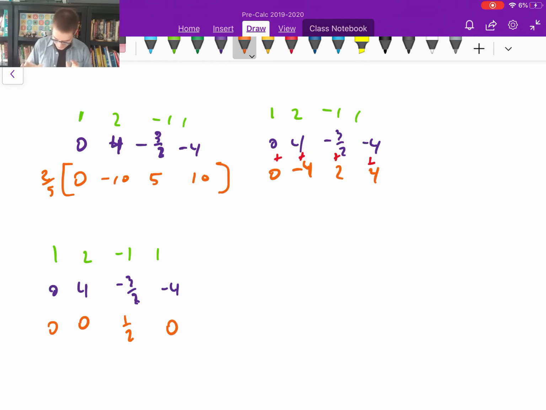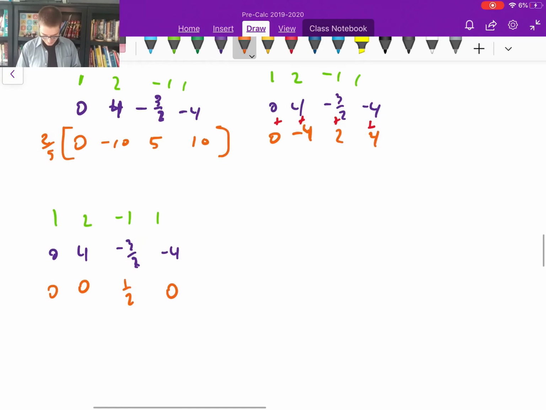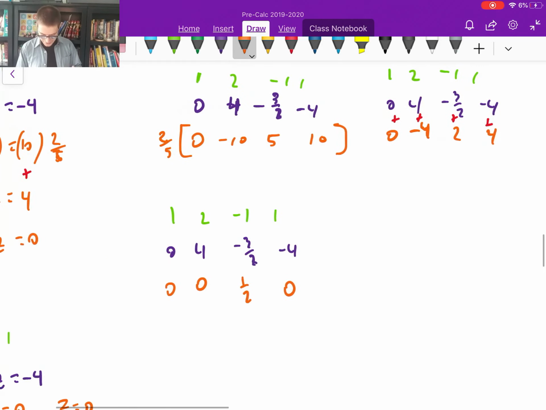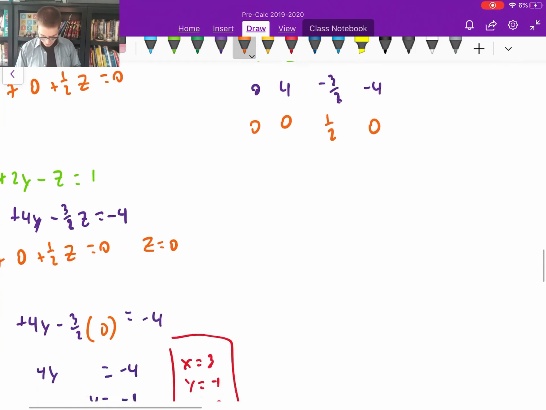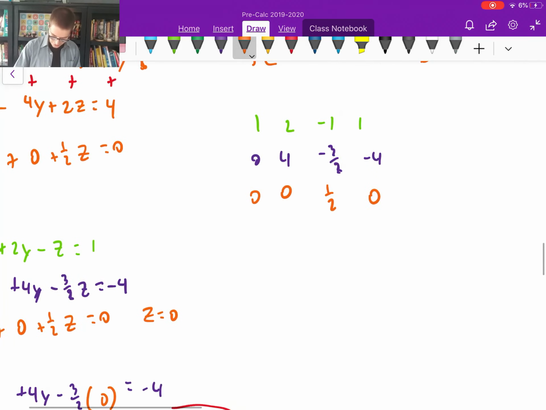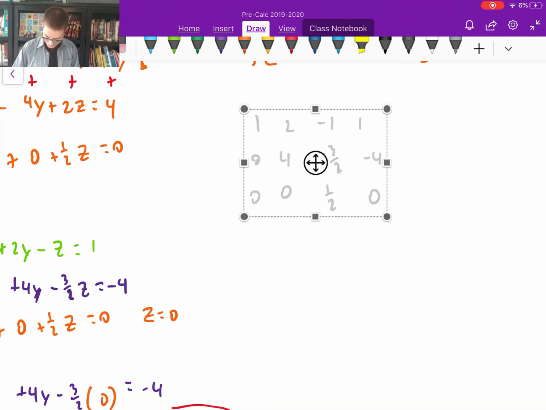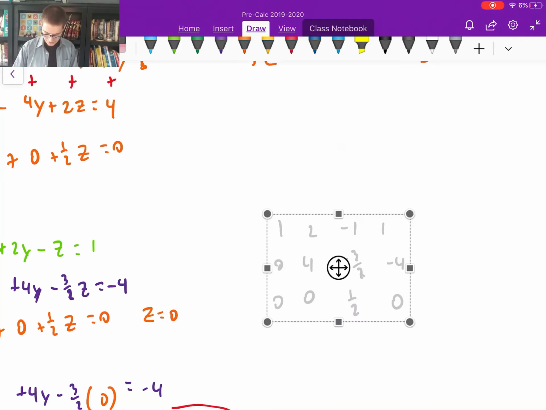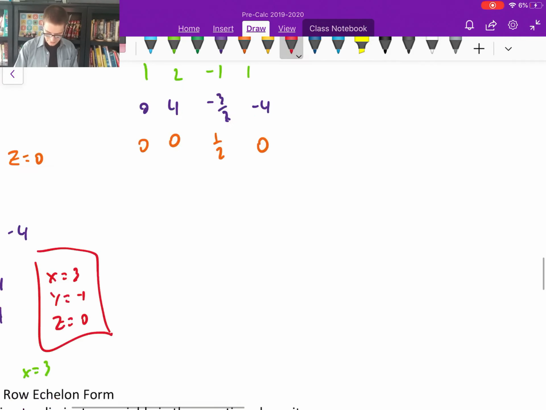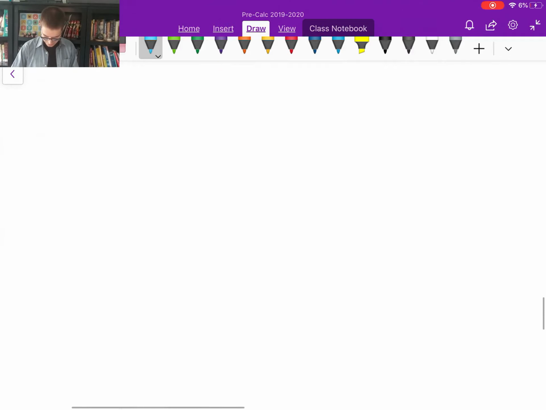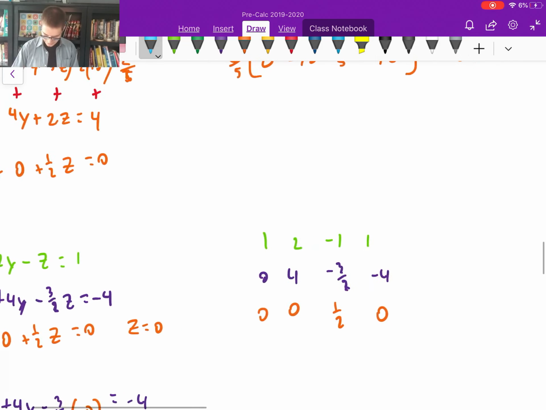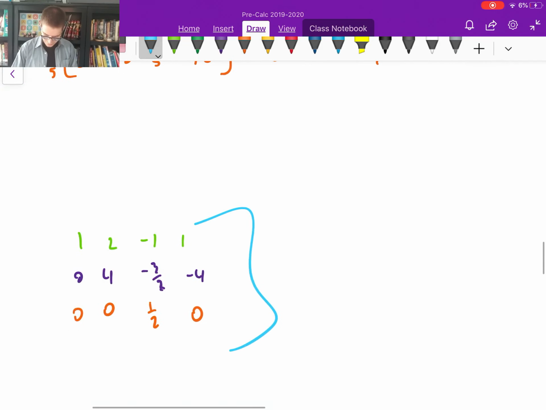Okay, so now we've got this, and this is officially what's called row echelon form. Row echelon form. Now from here, let's actually write that down. Oh, did I get rid of everything? Oh man. Oh yeah, here we go. So we've got, this is called row echelon form.